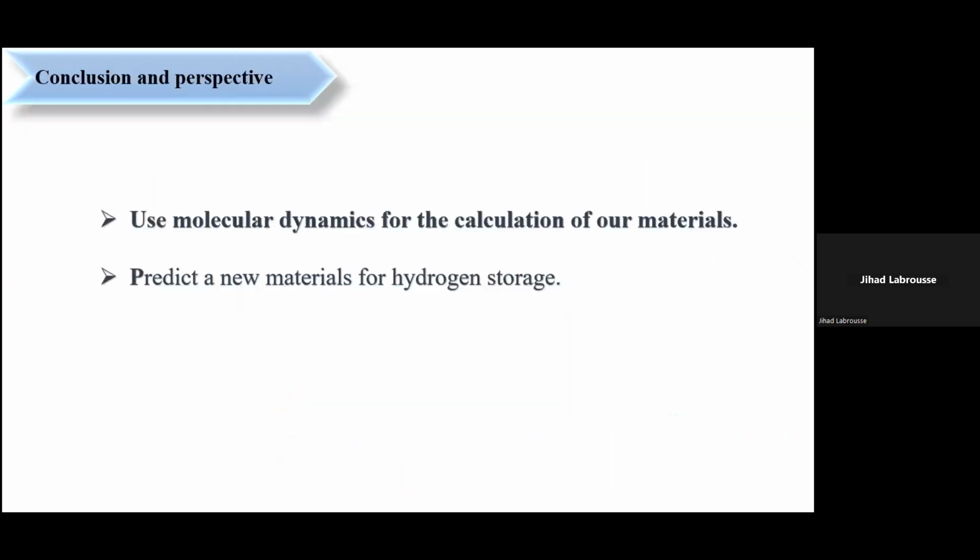As a conclusion, according to all these results, our material can be a promising material for hydrogen storage applications in real life. And as a perspective, maybe we can use molecular dynamics for calculations on our materials, and maybe we are going to predict new materials for hydrogen storage, and that's what we are actually doing right now.